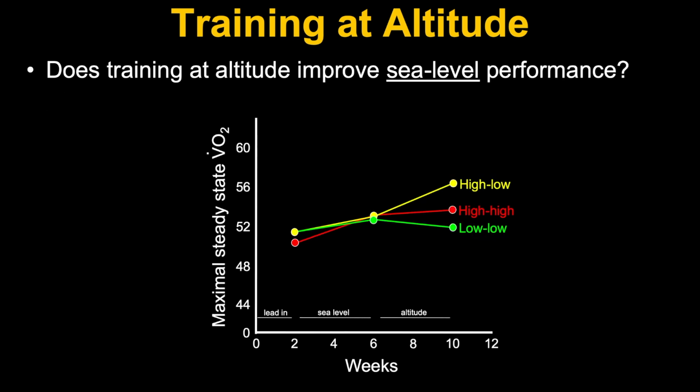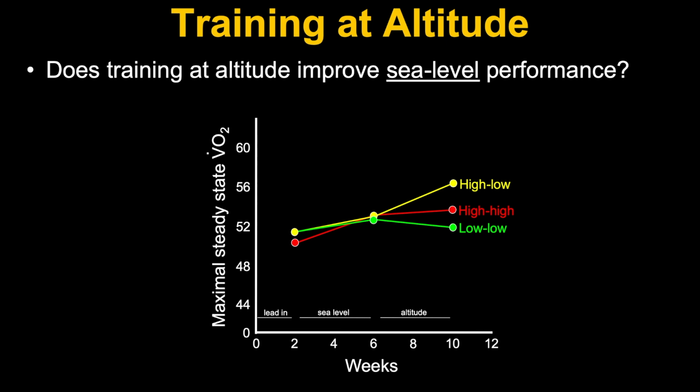In this particular study, we have on the y-axis the maximal steady-state oxygen consumption, and on the x-axis we have the weeks of the study. We also have a lead-in time, training at sea level, as well as training at altitude. There were 3 groups of individuals in this particular study. The yellow line represents individuals who lived at high altitude but trained at low altitude. The red line represents those individuals who lived at high altitude and trained at high altitude. The green line represents those individuals who lived at low altitude and trained at low altitude.